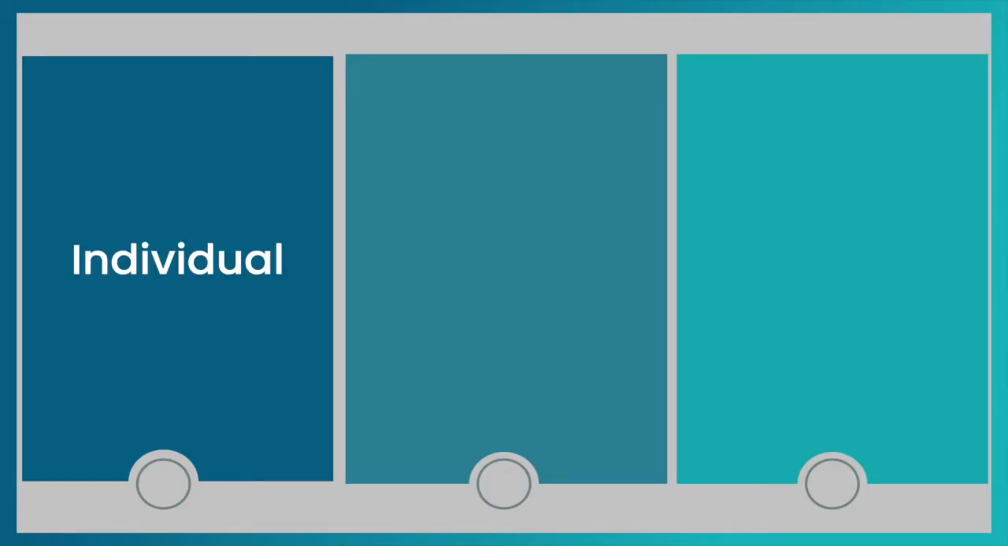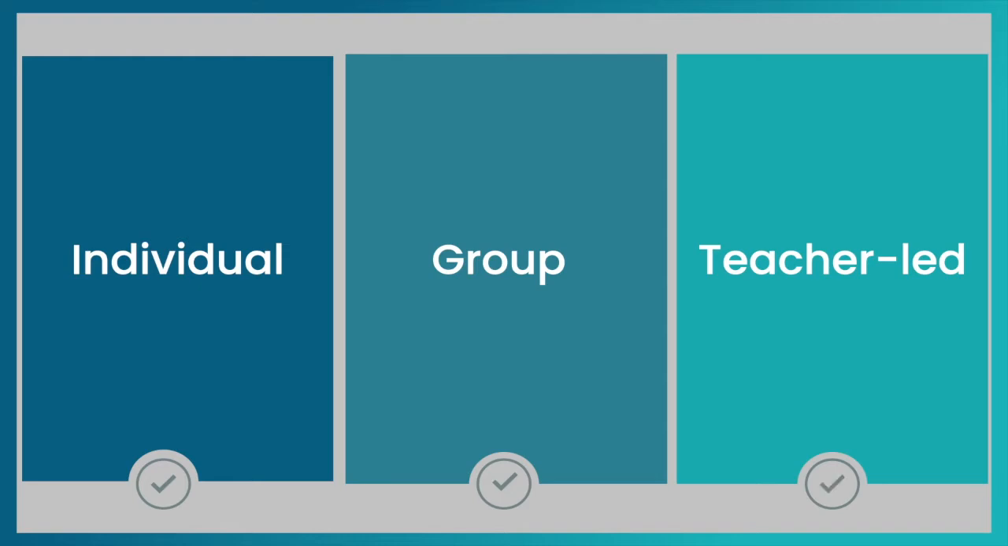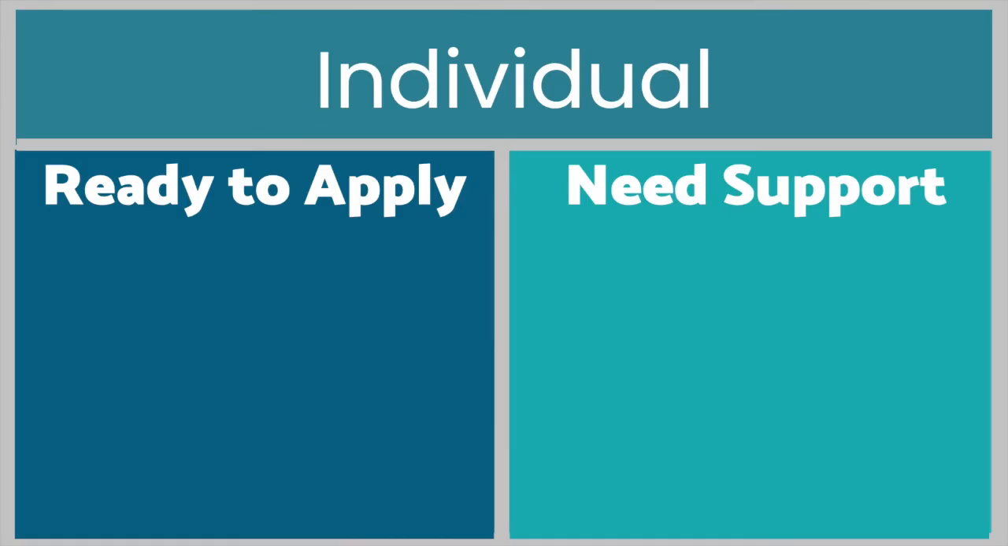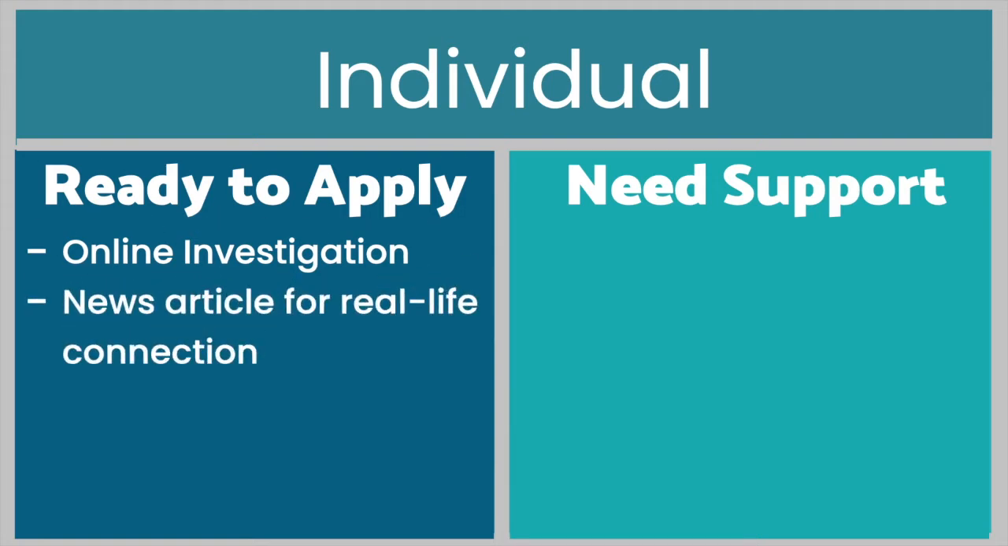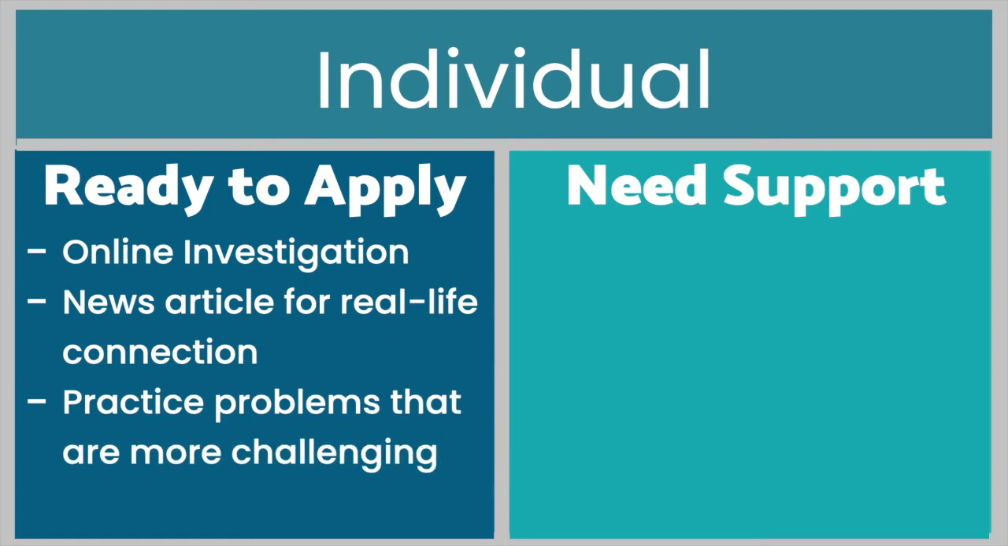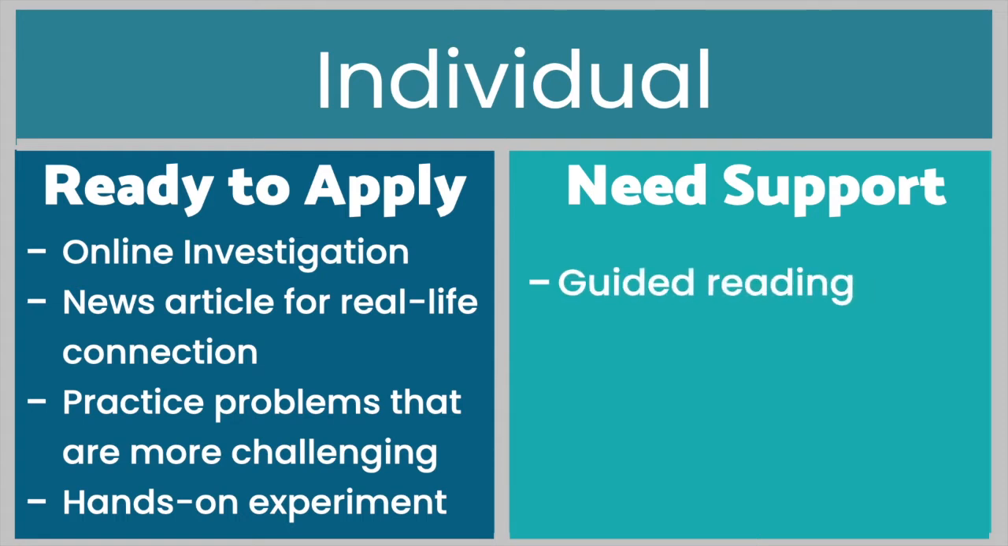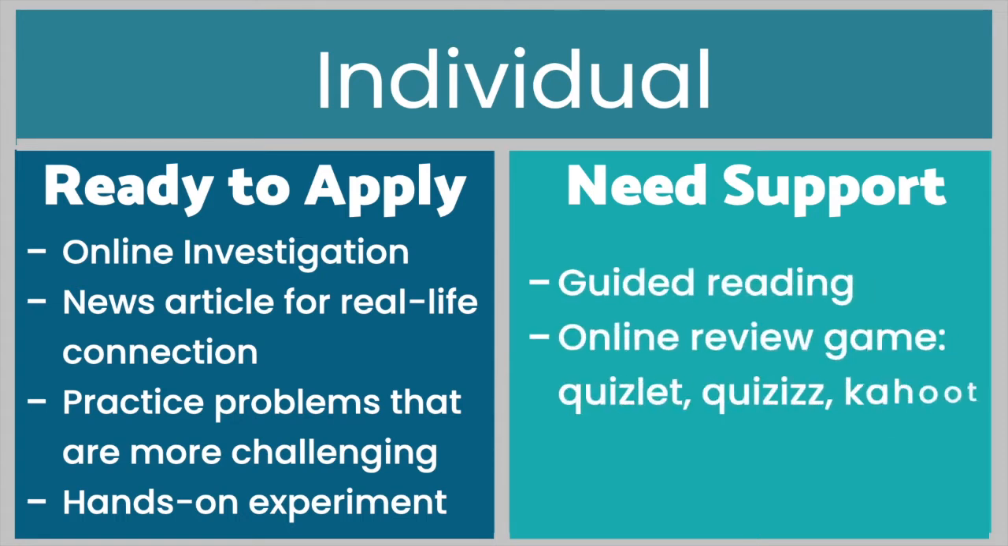Part 2, differentiating activities. You might have individual, group, or teacher-led. For individual, in your Ready to Apply group, this could be online investigation, a news article for real-life connection, practice problems that are more challenging, and hands-on experiments. In your Need to Support group, this could be a guided reading, an online review game like Quizlet, Quizzes, or Kahoot, or a graphic organizer.